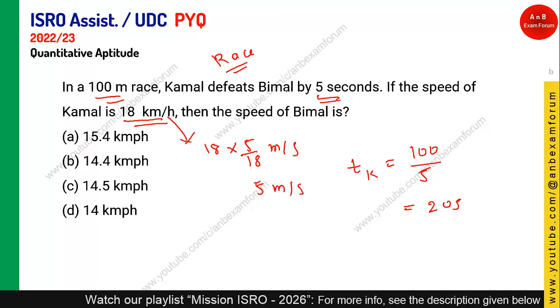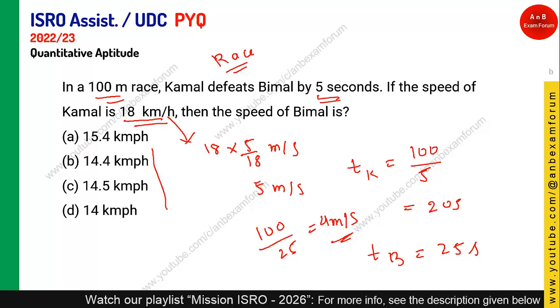What about the Bimal? Kamal defeat Bimal by 5 seconds, means Bimal took 5 seconds more, so time duration for the Bimal would be 25, right? Since he got defeated by 5 seconds, so time for Bimal is 25 seconds. And speed, as you know, it is very simple. Just you need to divide 100 by this time, so it becomes 4 meter per second.